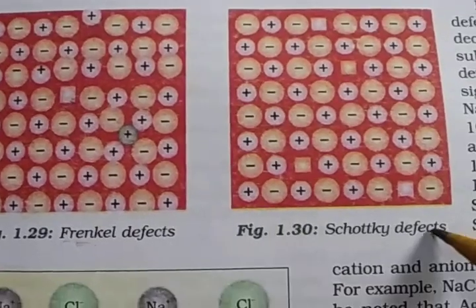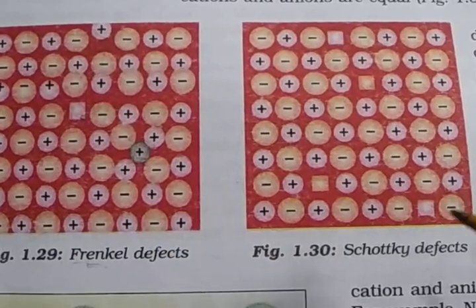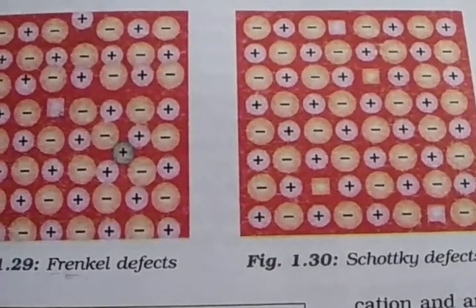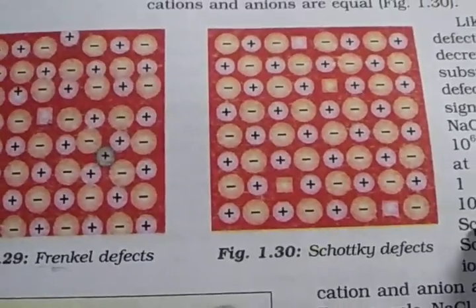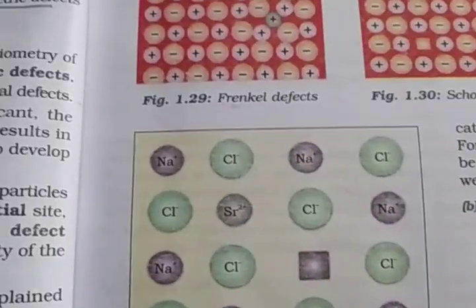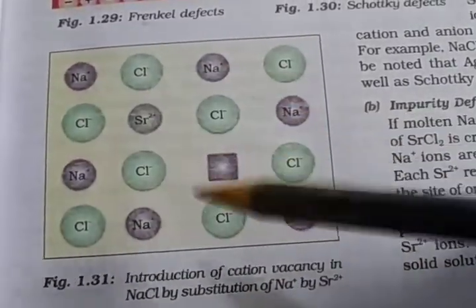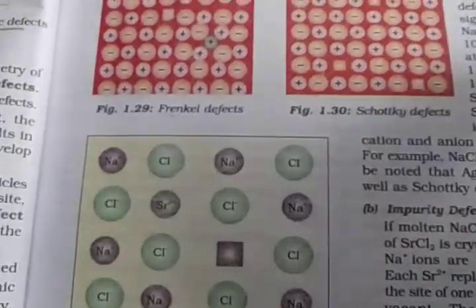Like the simple vacancy defect, Schottky defect also decreases the density of the substance, because cation and anion both are missing. The number of such defects in an ionic solid is quite significant. For example, in NaCl, you see Na plus, Cl minus, Na plus, Cl minus; between the cations one anion is absent, and between the anions one cation is absent.